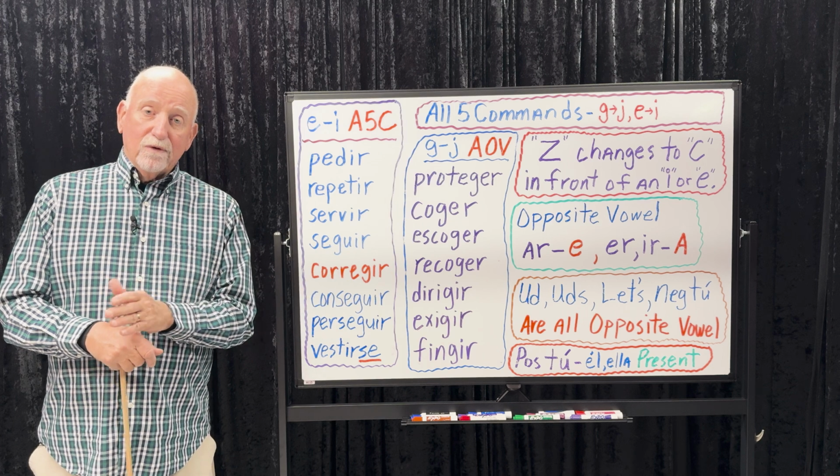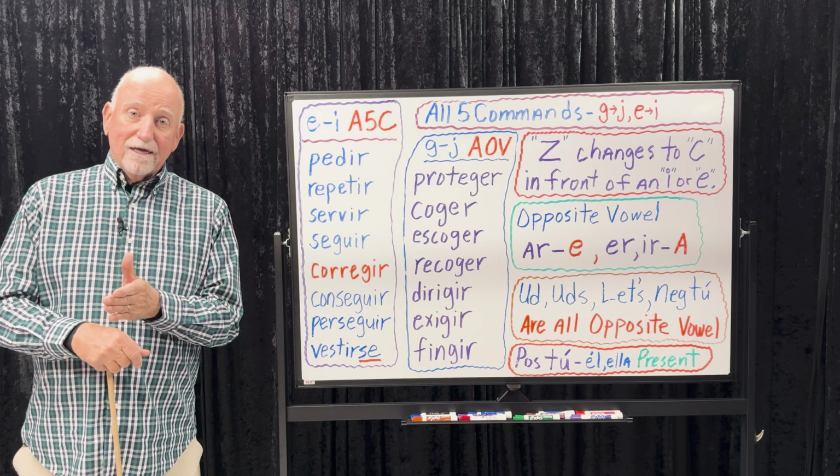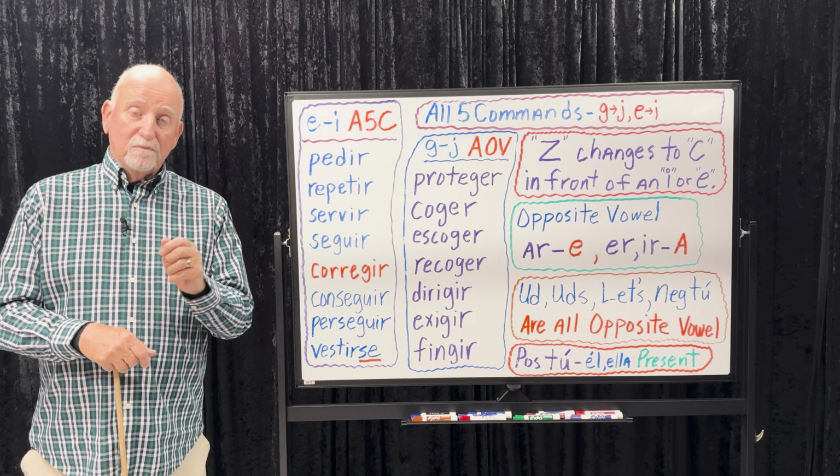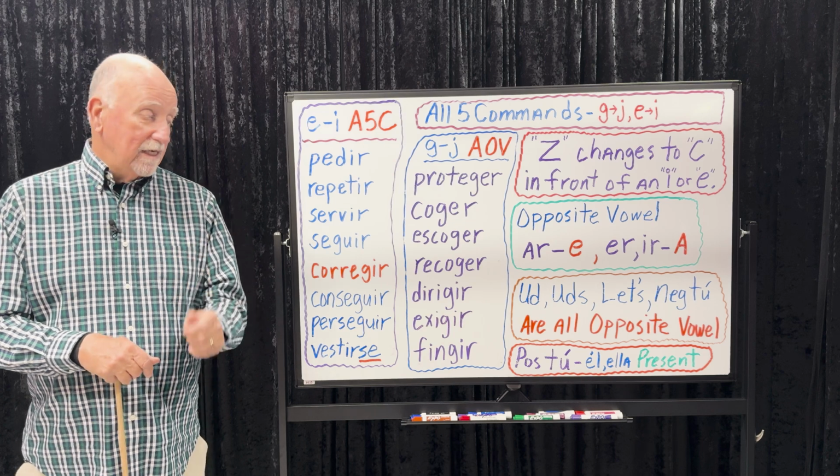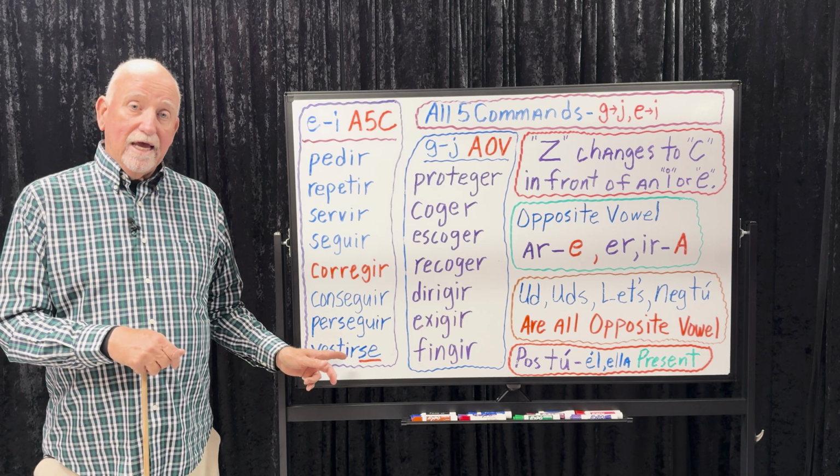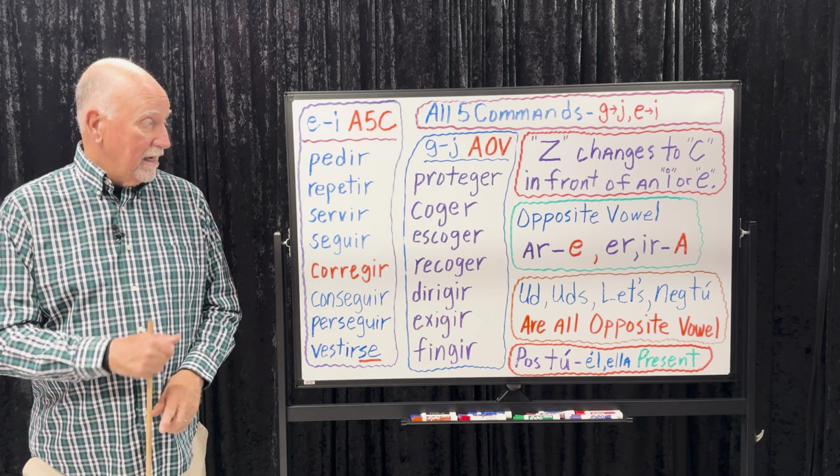It's 3 back. What do we know? Any vowel that's 3 back is going to get an accent mark because it breaks both rules of pronunciation. So vístase with an A-S-E and the accent's on the I.